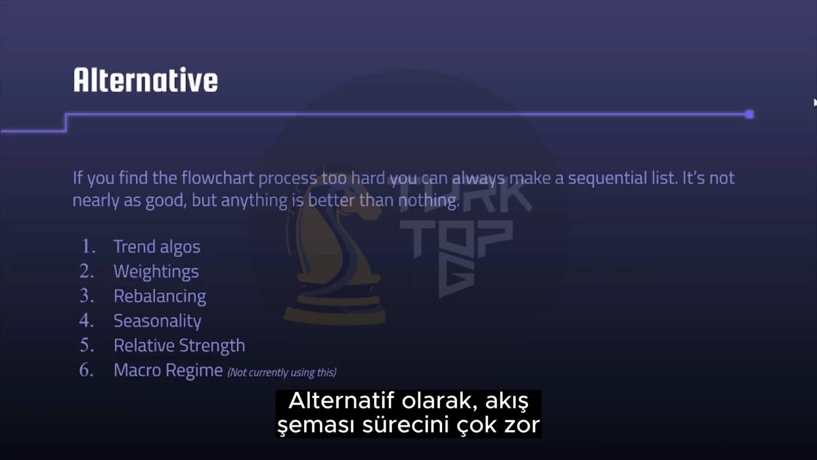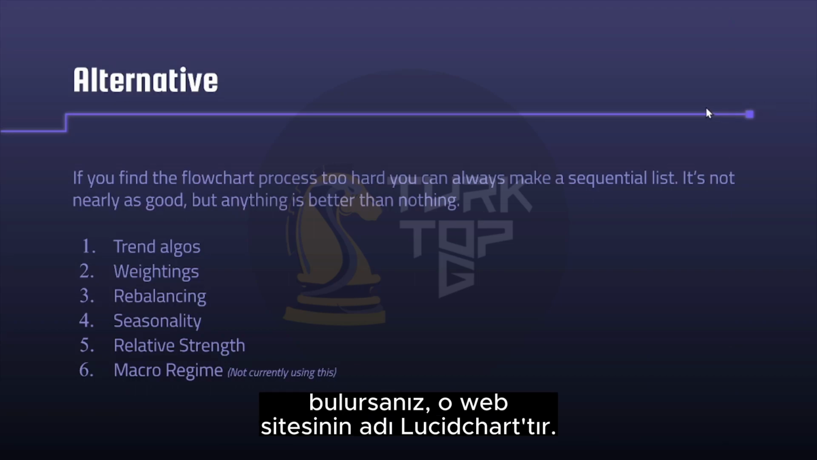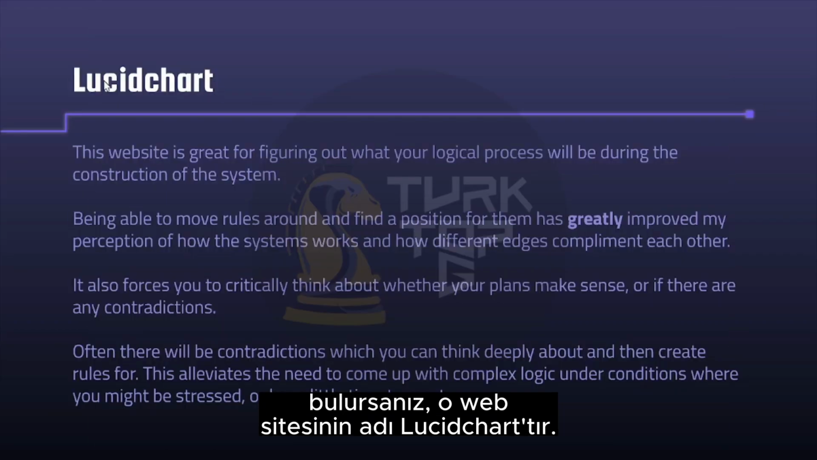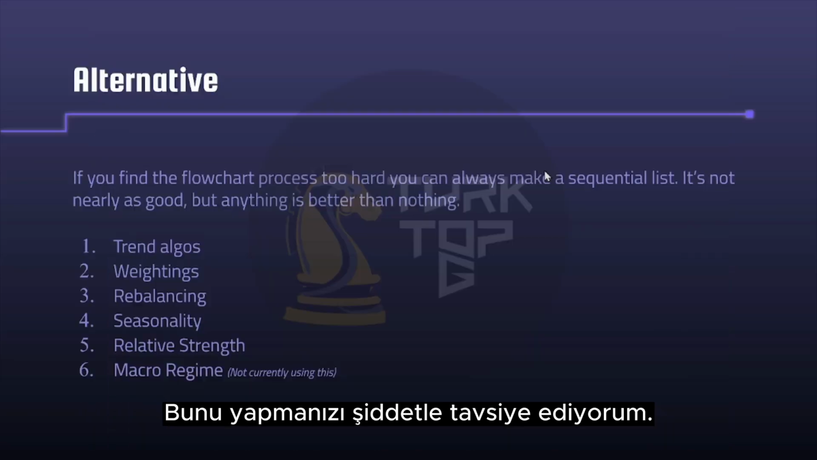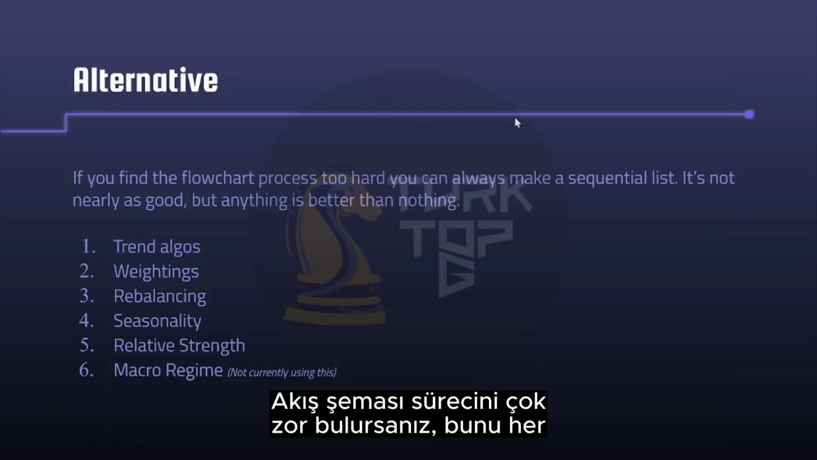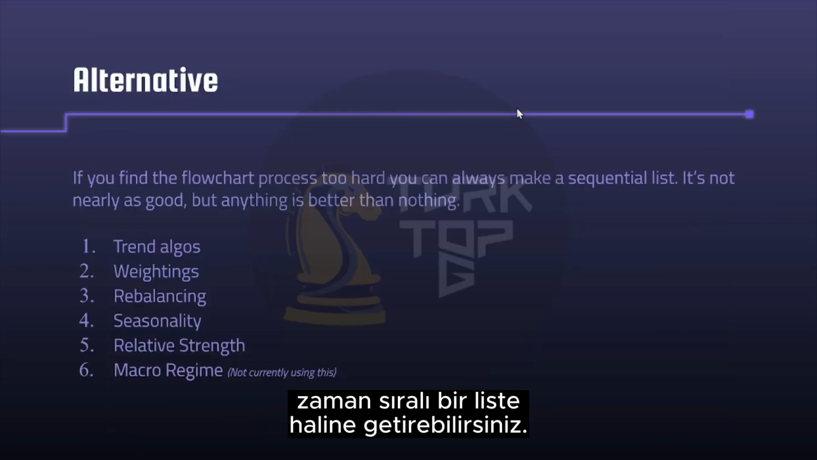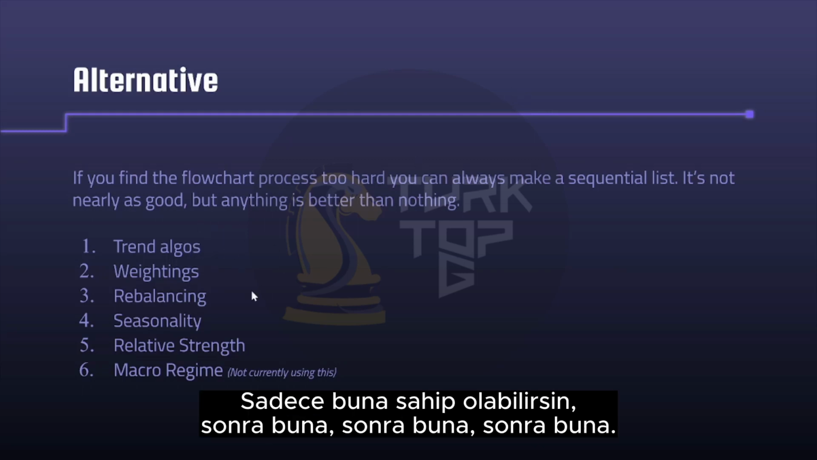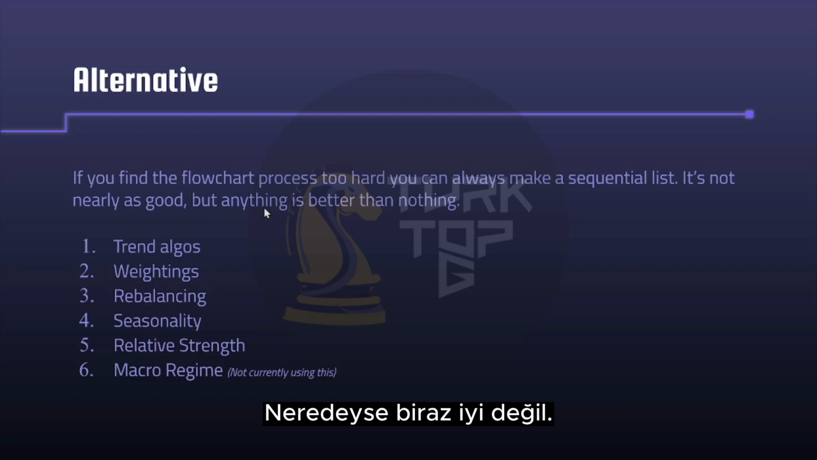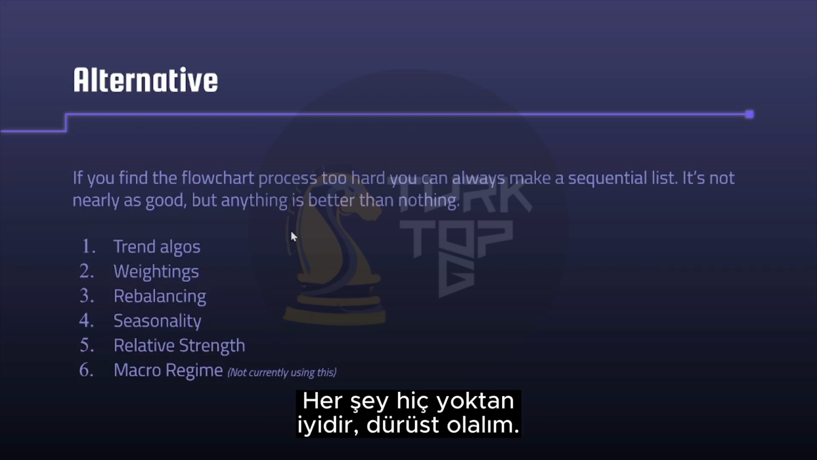An alternative, if you find the flowchart process to be too hard, and again, the name of that website is Lucidchart, I encourage you strongly to do this. If you find the flowchart process too hard, you can always make it a sequential list. It's not nearly as good. You can just have this, then this, then this, then this. It's not nearly as good, but anything is better than nothing, let's be honest.